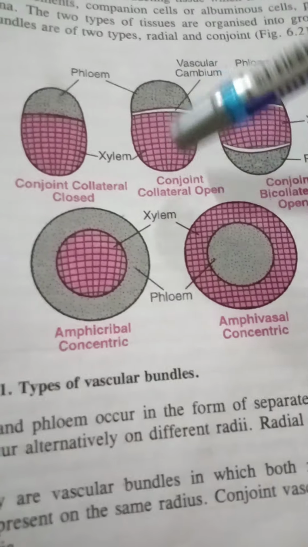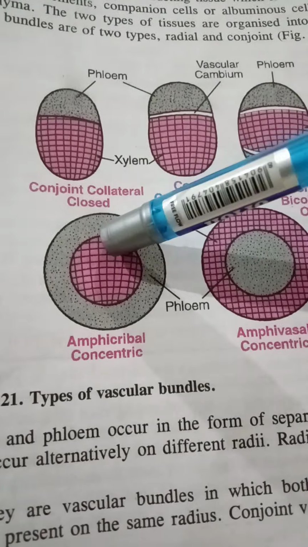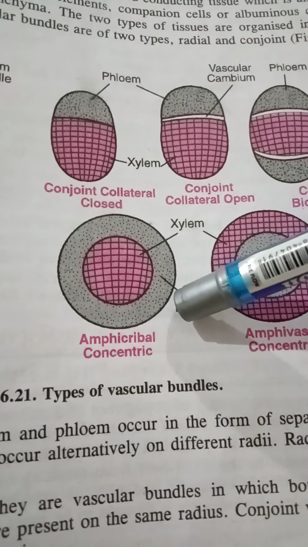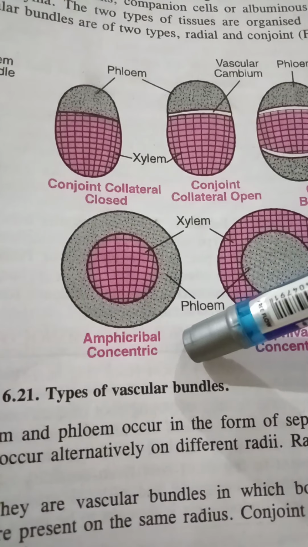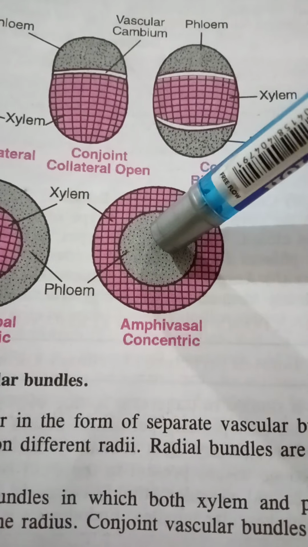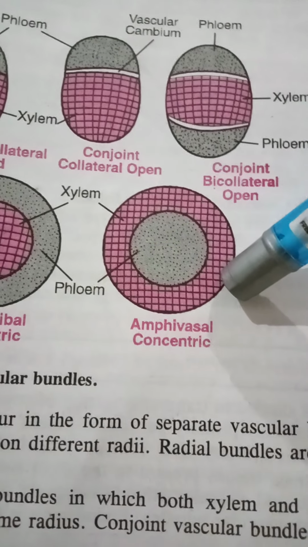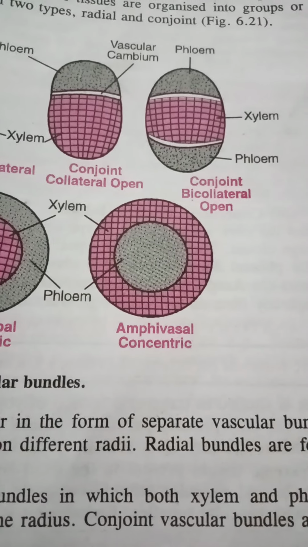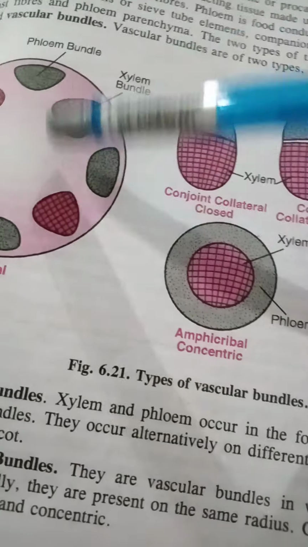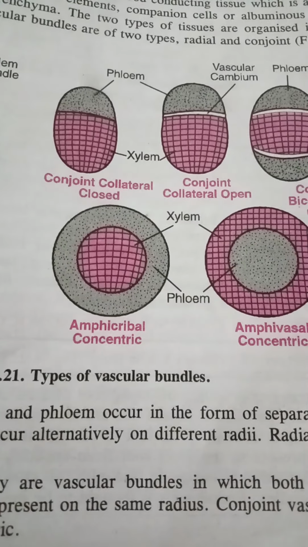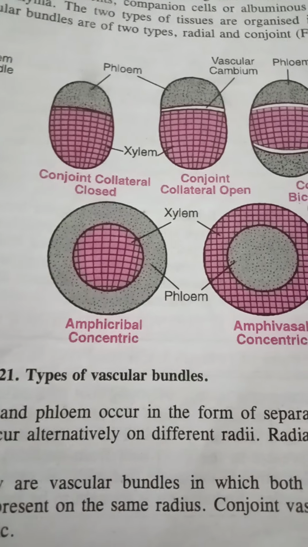Then next is the concentric type. If the xylem is present in the center and phloem towards the outer part, then it is known as amphicribal concentric. And if the central part is occupied by phloem and it is covered by xylem throughout, then it is known as amphivasal concentric. So based on the position of xylem and phloem, these are the different types of vascular bundles. These are important. You have to study them well.